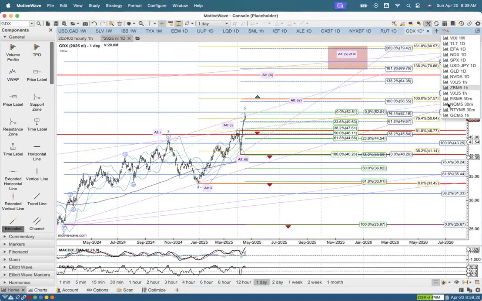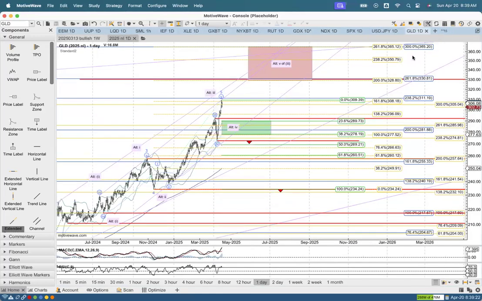Not GDX yet. GLD. Okay. So in GLD, I was following a topping pattern into the early April high, and we got an abrupt pullback. However, it failed to break the support that it needed to break at 261 and change. And instead, it shot up higher.